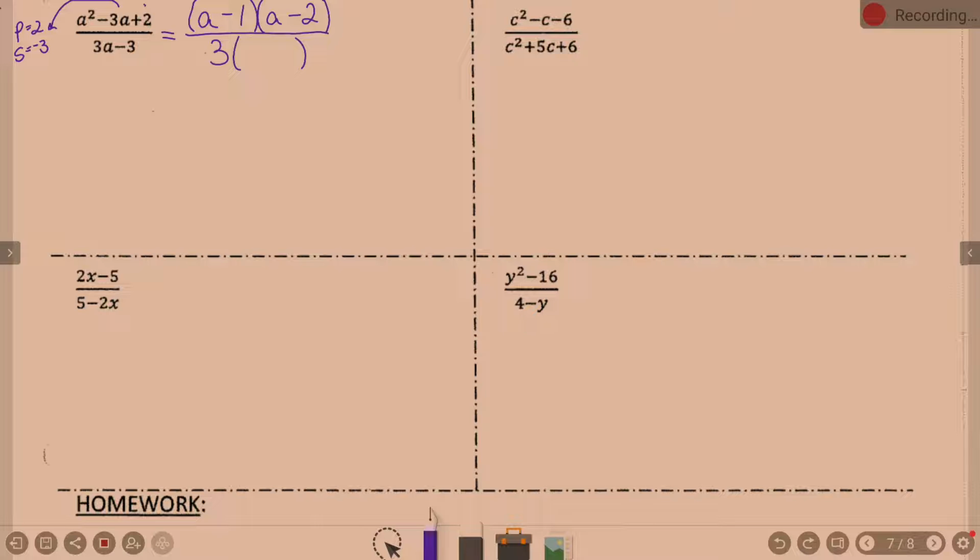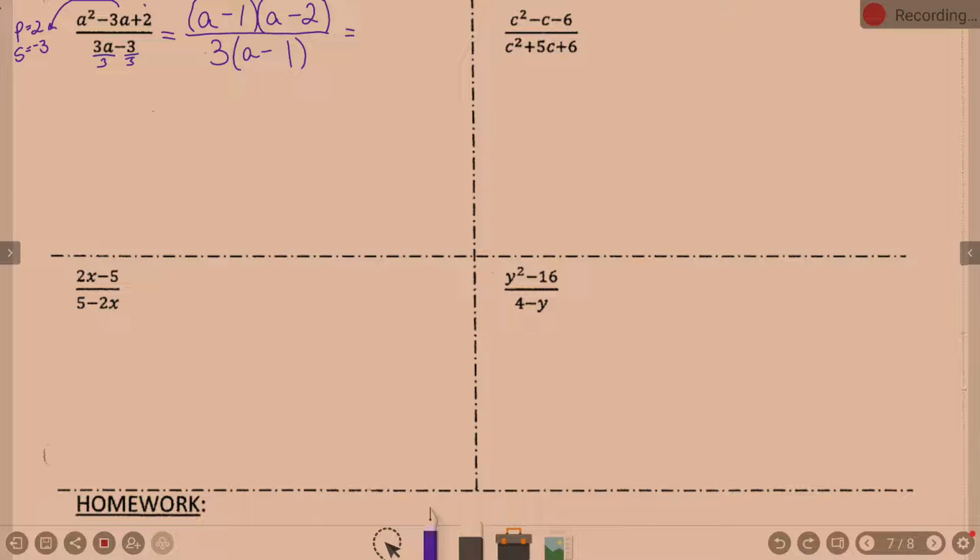So if we have 3a and we divide by 3, what remains? Just a, right? Or in other words, 1a. So if we take this 3 and divide by 3, what about if you divide this 3 by 3? Yeah, negative 1.